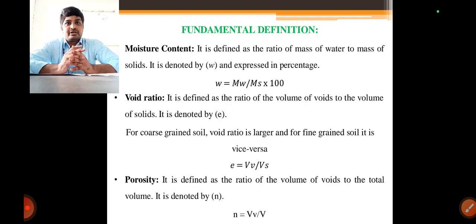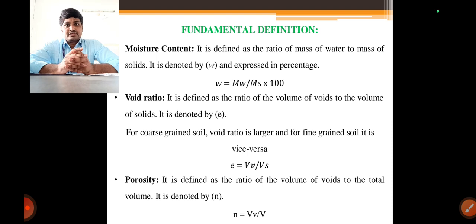Coming to the fundamental definitions, the first one is the moisture content. Moisture content means how much water is present in the soil mass. It is defined as the ratio of mass of water to the mass of solids, denoted with small w. Small w is equal to mass of water divided by mass of solids, times 100. Sometimes we express it as a fraction, sometimes as a percentage.